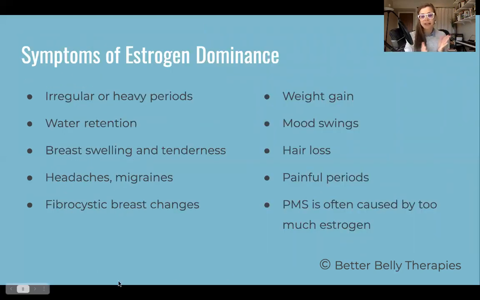And there's some symptoms. I just wanted to share them real quick. So in case you're like, oh, that sounds like me, realizing your hormones can really be impacting you. And the pill doesn't fix estrogen dominance, and it doesn't fix low progesterone.